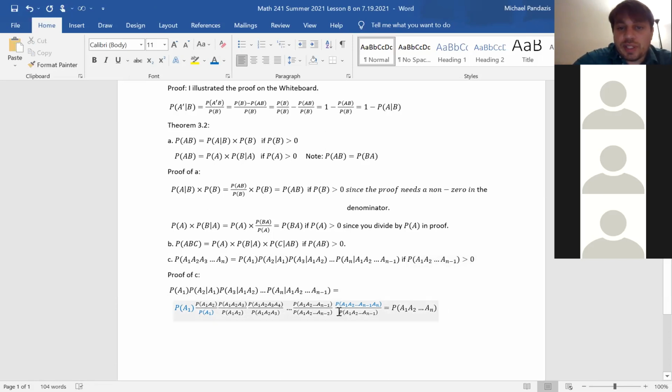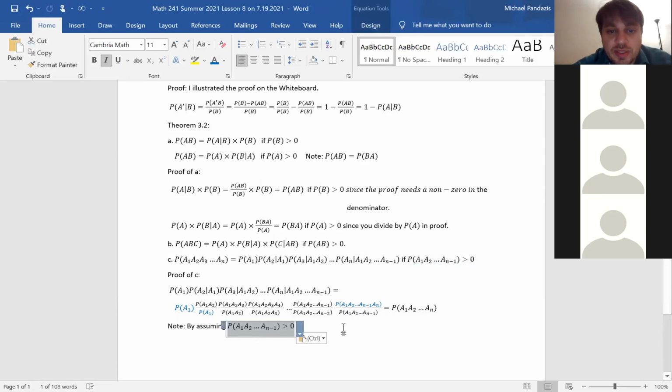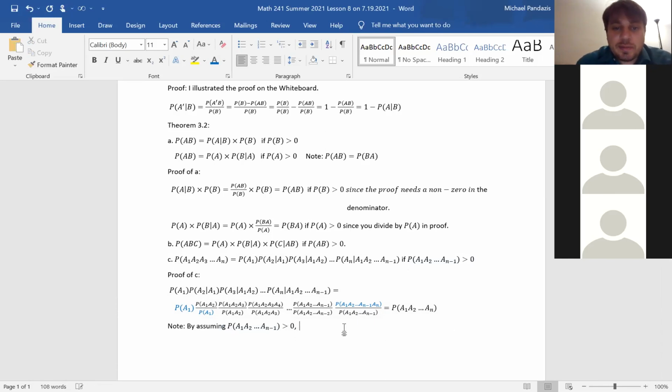If the probability of the intersection of these sets is positive, that means this is positive. But also, note that by assuming that the probability of the intersection of all n minus 1 of those sets is positive, we are assuming that all the denominator probabilities in the proof of part C are positive, right?